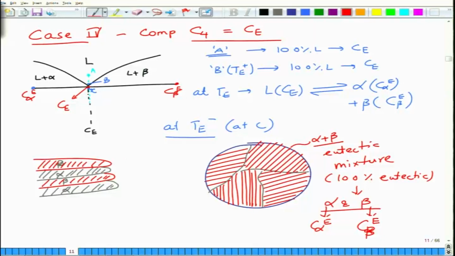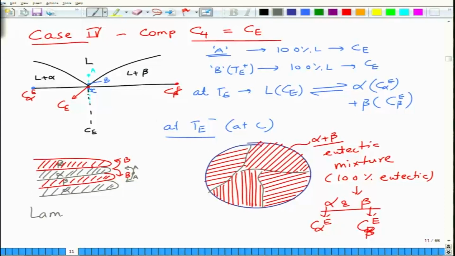Since alpha has formed from liquid and it is rich in A, the B atoms have to migrate to this side. So B atoms migrate to this side, whereas beta phase being rich in B, the A atoms migrate from beta to alpha. These are A atoms. So A atoms move away from beta towards alpha, whereas B atoms are shifted towards beta so that they form beta. Since it happens together, both of them grow together, and they grow in the form of parallel plates typically, which are called lamellas.